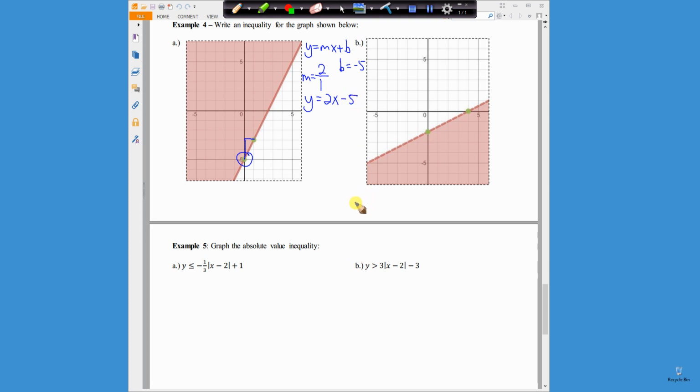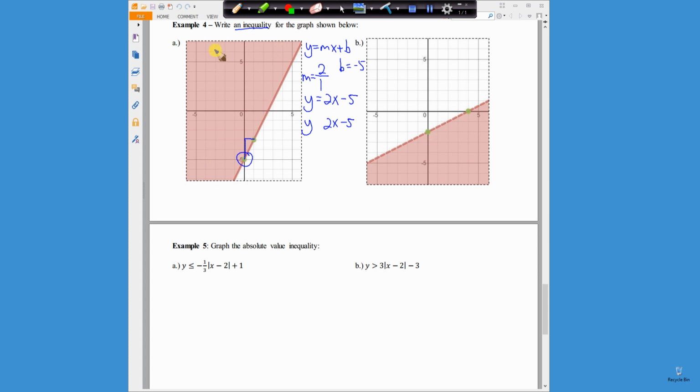But that's not the answer to writing the inequality. This is an equation. This is the equation of the boundary line. We want to write the inequality that's associated with this boundary line. So the inequality would be the same thing, but you have to come up with your inequality symbol. So in this case, I've shaded above.